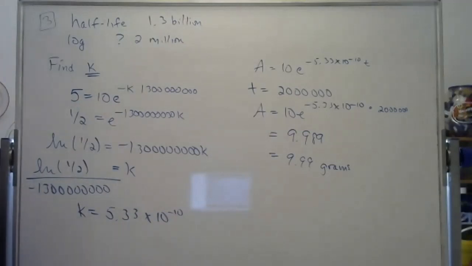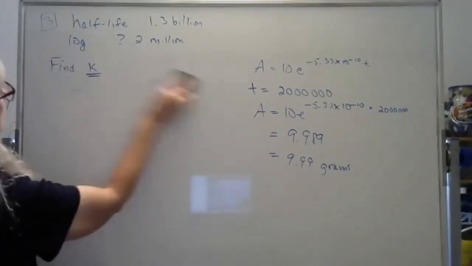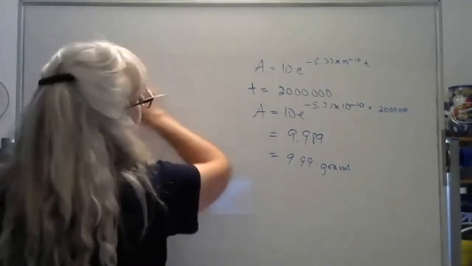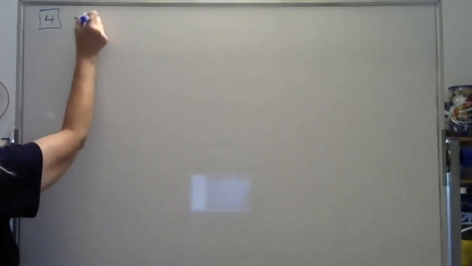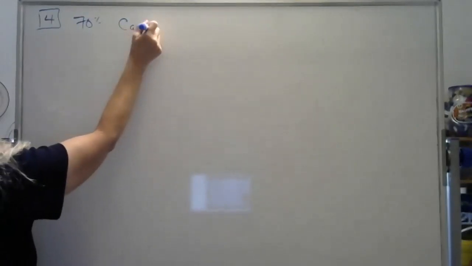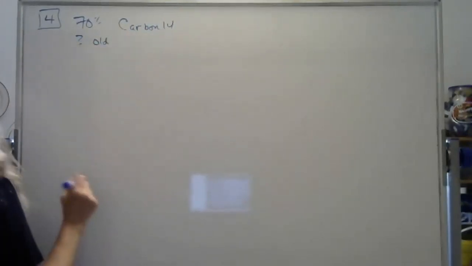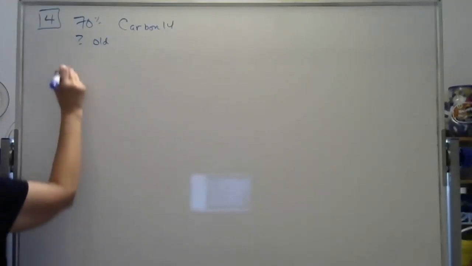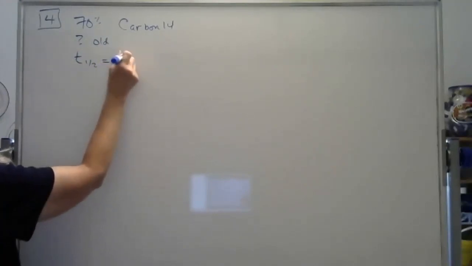So. Okay, the next one we're going to do is the fossil leaf problem. Example 4. So a fossilized leaf contains 70% of its normal amount of carbon-14. So 70%, and we're dealing with carbon-14. How old is the fossil? And they do tell me that the half-life, so T1/2, is 5,600 years.